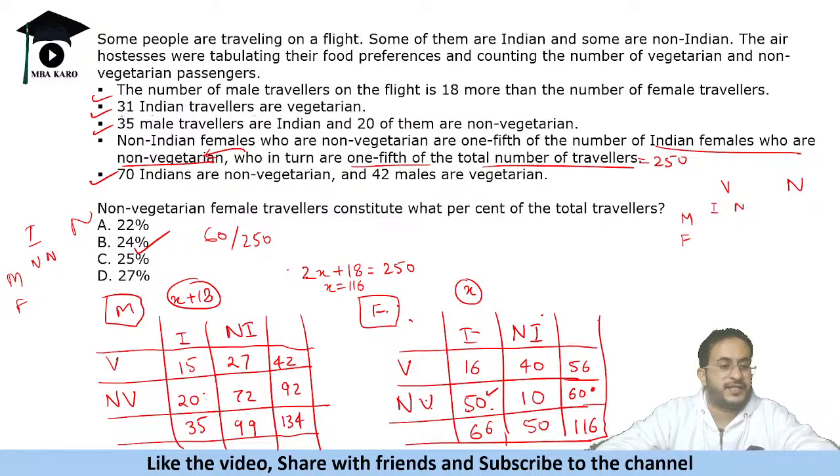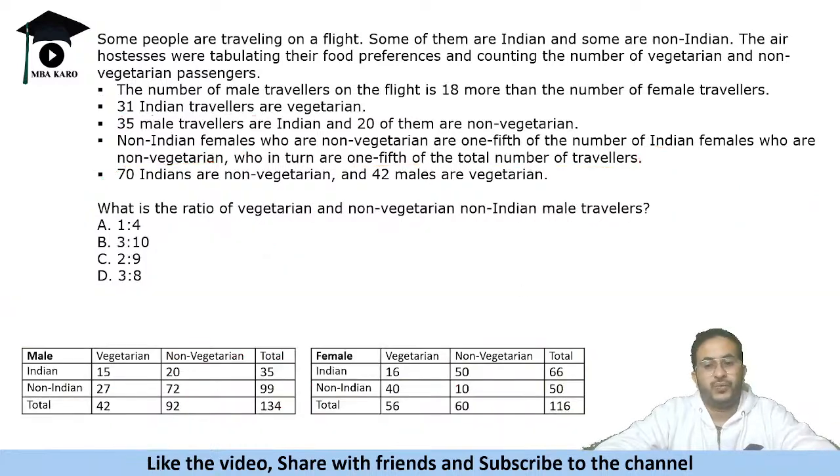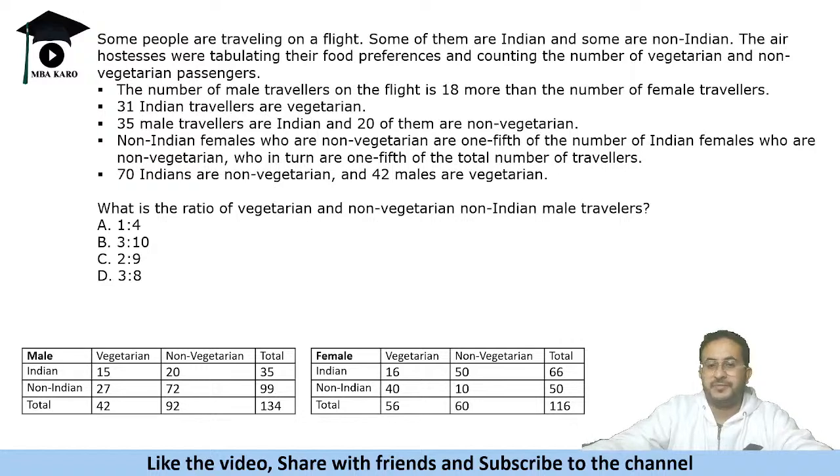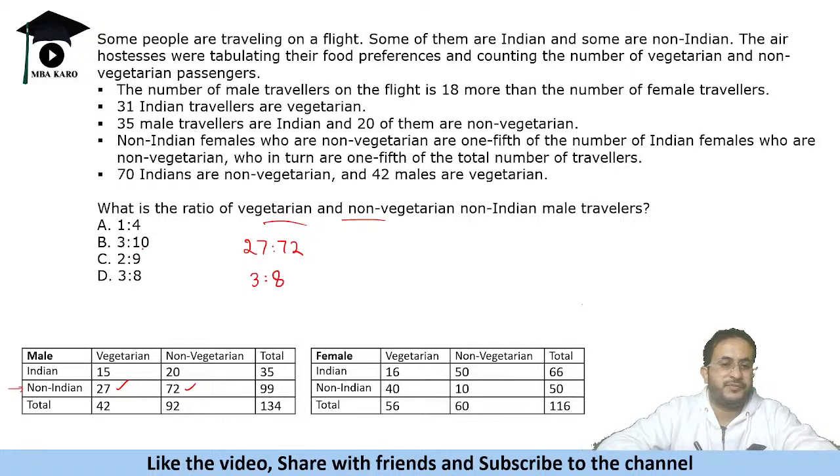Now the value table is done. We can answer the remaining questions. What is the ratio of vegetarian and non-vegetarian non-Indian male travelers? Look at the table and answer the questions. Suppose you could not make the table, now you know how to form the table. Now you can answer the questions. Ratio of vegetarian and non-vegetarian non-Indian male travelers. Among non-Indian male travelers, the ratio of vegetarian to non-vegetarian is 27:72. Dividing by 9, 3:8 will be the answer.